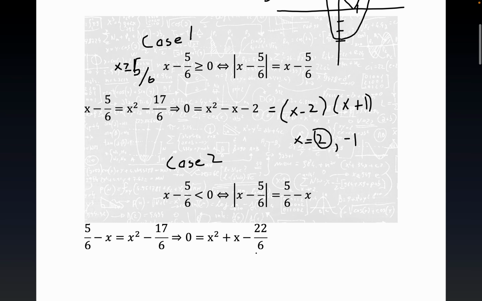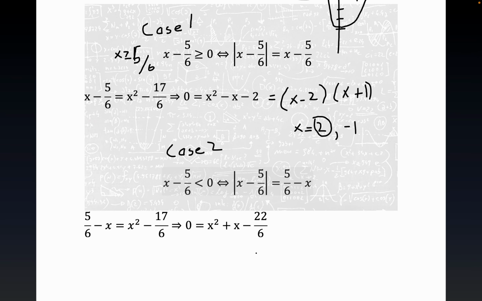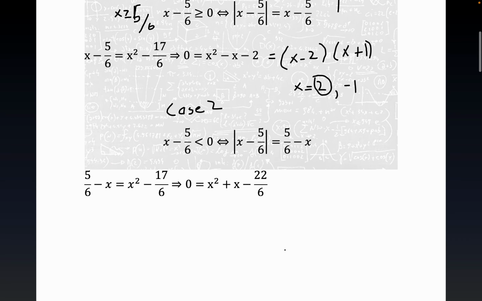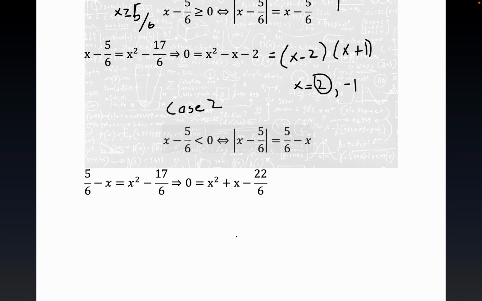And again, I've done some of the work for you just to avoid all the writing. Now this one's a little messier. We do the very same thing we did: we add x to both sides and subtract 5 over 6, and that gives you minus 22 over 6 right here. Now this one doesn't factor nicely, so we have to pull out our good friend the quadratic formula.